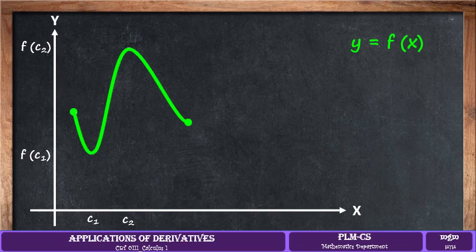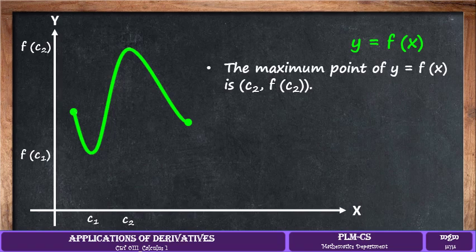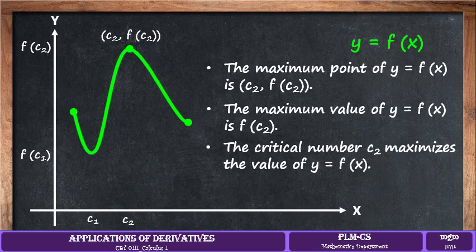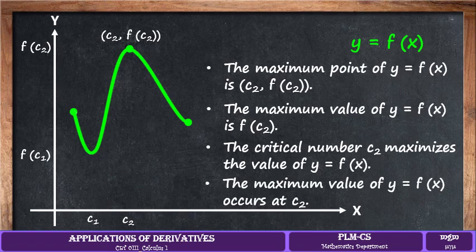Hence, from the definitions, we can say that the maximum point of y equals f of x is c sub 2, f of c sub 2, which also means that the maximum value of y equals f of x is f of c sub 2. We can also say that the critical number c sub 2 maximizes the value of y equals f of x. In other words, c sub 2 is the number that you would plug into the function to get the maximum value. Or put another way, the maximum value of y equals f of x occurs at c sub 2.